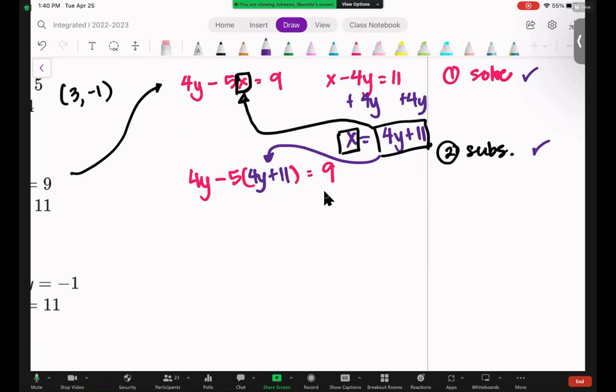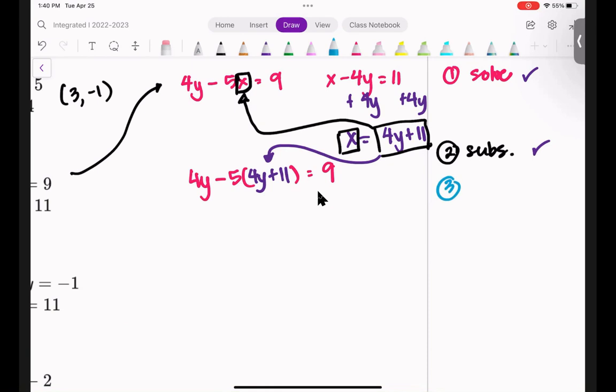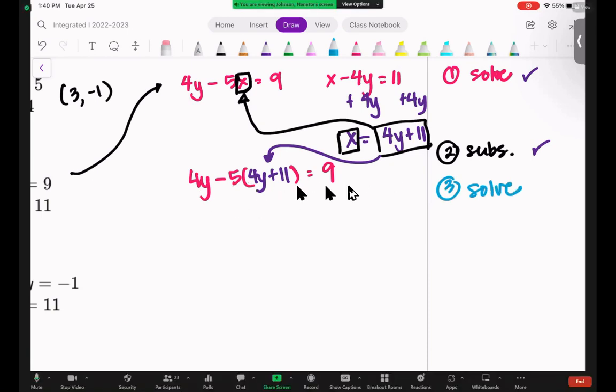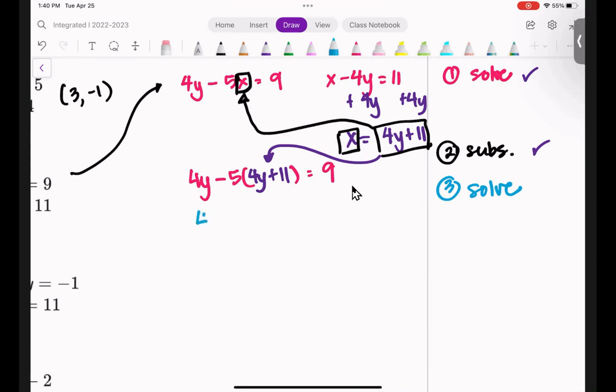So now what am I going to do? I'm going to solve. What are you going to solve for, Ms. Johnson? Well, the only variable that's there. Okay. So yes, I'm going to have to simplify on the way to that, but it's still called solving. I got 4y minus 20y, I'm distributing, minus 55 equals 9. I'm still solving because I don't have y by itself. So here I get negative 16y minus 55 equals 9.